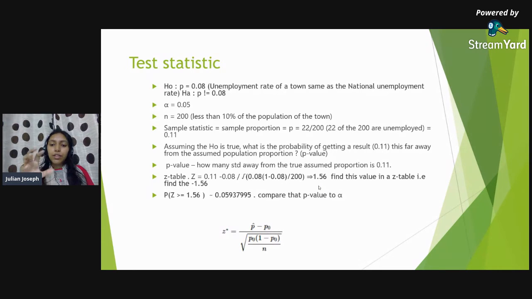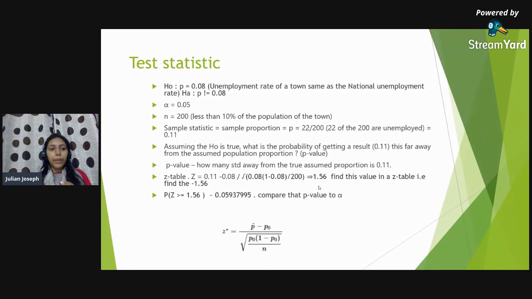So what your mayor does is, your mayor goes and picks up a small sample of 200. Definitely there are more than 200 people living in Mysore, so let's assume that it's less than 10% of the population. And the sample statistic here is the proportion. P-hat is going to be equal to, after having collected the data, out of those 200 people, only 22 people are unemployed. And that gives us a proportion of 0.11.